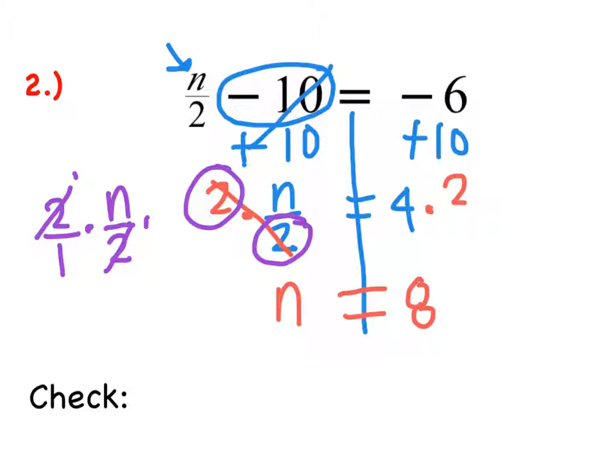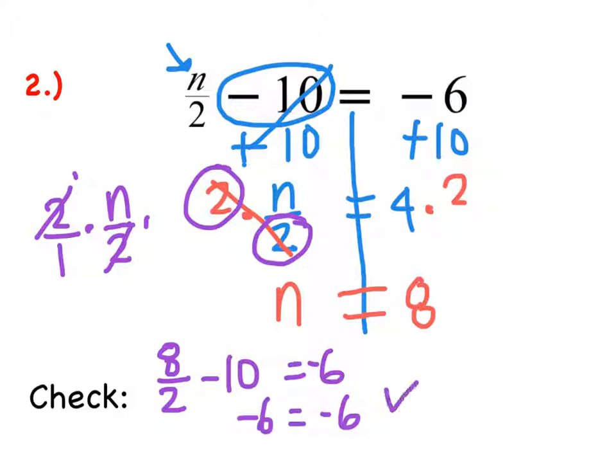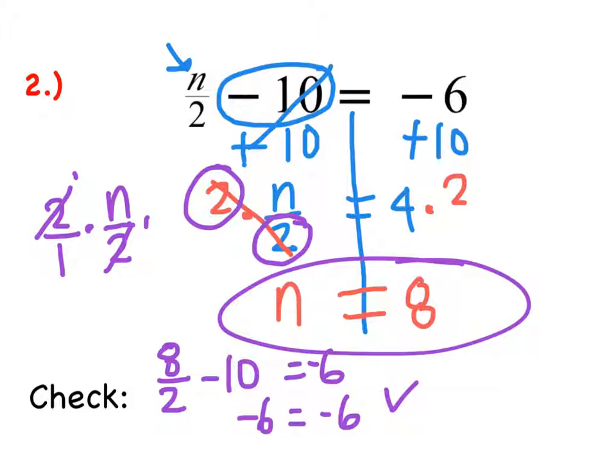All right, let's do the check. So I have 8 divided by 2 minus 10, and I want to see, does that equal 6? Well, 8 divided by 2 is 4. 4 minus 10 gives me negative 6. So both sides are equivalent, so this is my correct final answer.